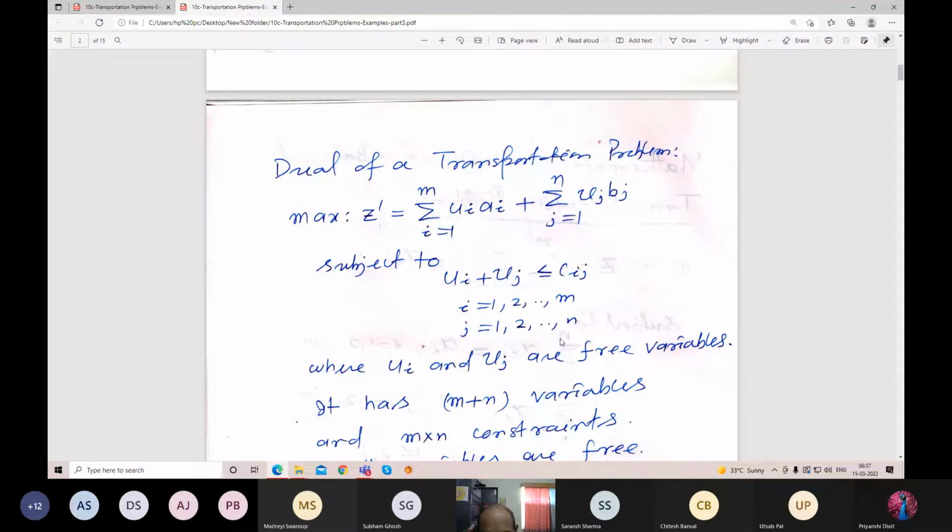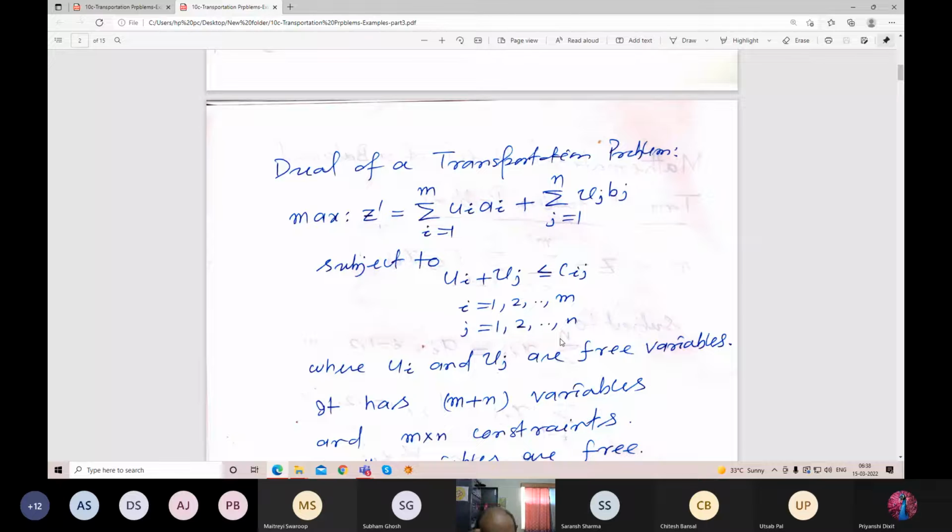ui plus vj less than or equal to cij, i varies from 1 to m, j varies from 1 to n. How many such constraints are available? m into n number of constraints. Because the primal problem has m into n number of variables, with respect to the primal problem, the dual problem has m into n number of constraints.